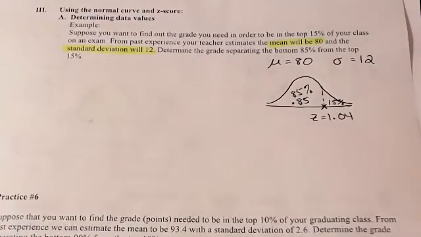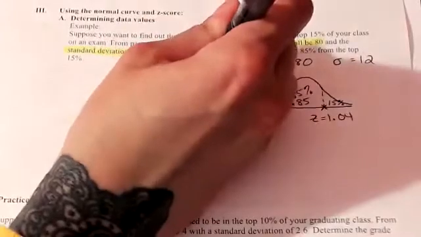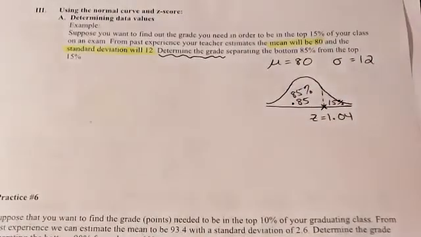Now keep in mind, that wasn't the question. They weren't asking, hey, what's the z-score associated with this particular grade? They actually want to know, what is the grade? Determine the grade that separates the bottom 85% from the top 15%.